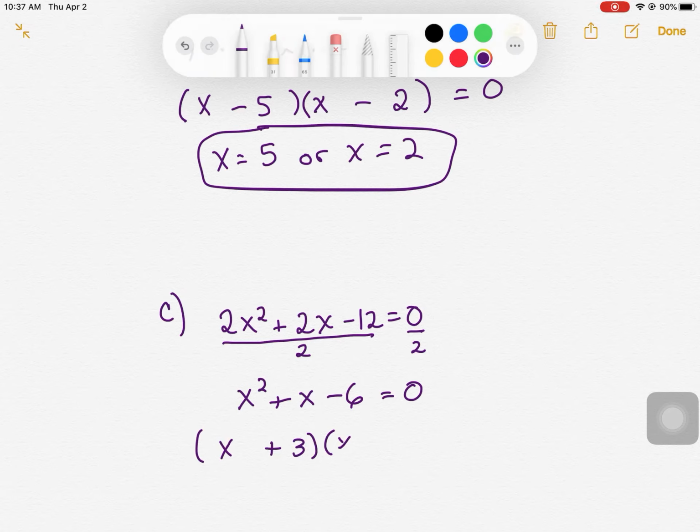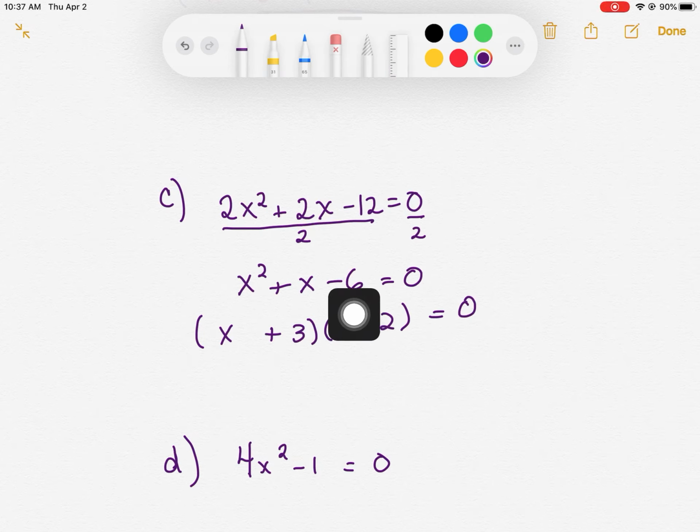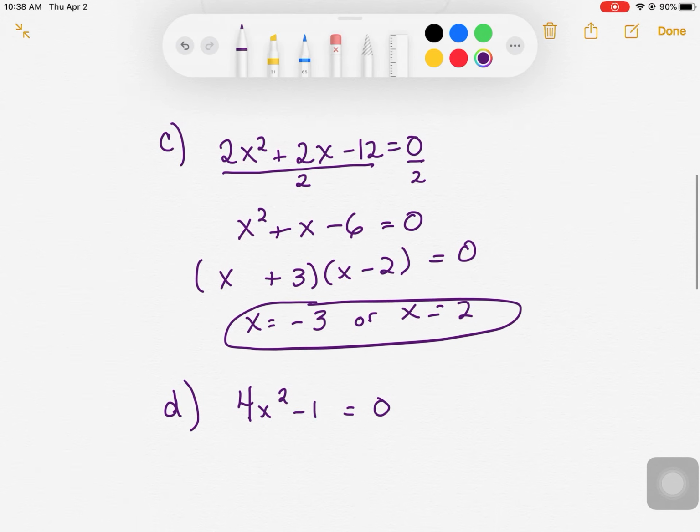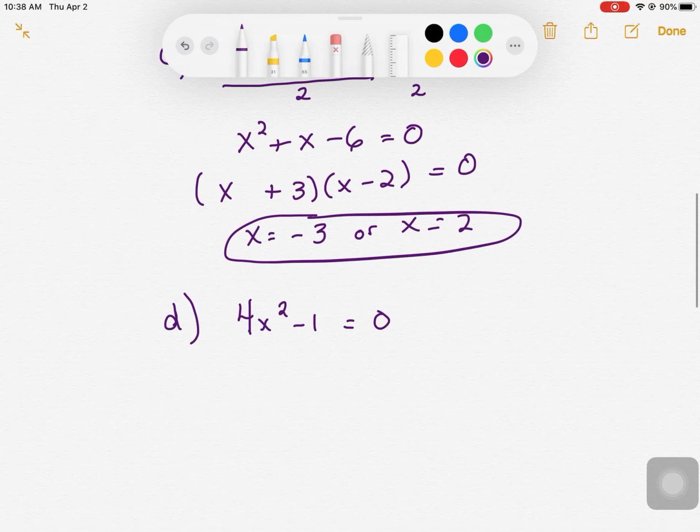I get x plus 3 times x minus 2, because our product has to be negative 6 here, so 3 times negative 2 is negative 6, but our sum has to be a positive 1. So it's positive 3 and negative 2 add together to give us positive 1. So x is going to equal, again, you might be able to just look at these parentheses and figure it out. It'd have to be negative 3, or x equals 2. So there's our solution for C.